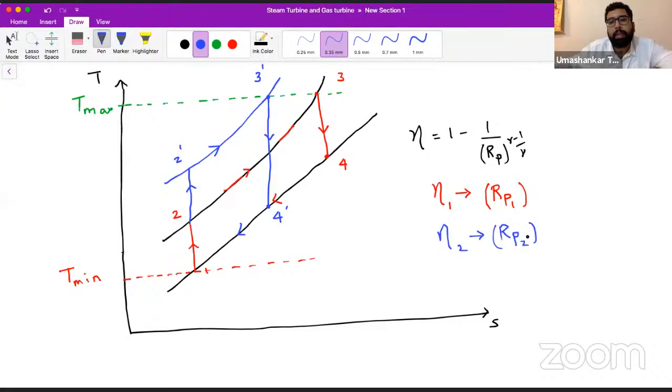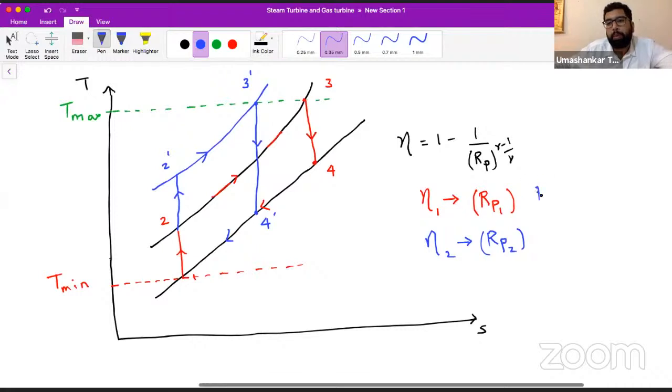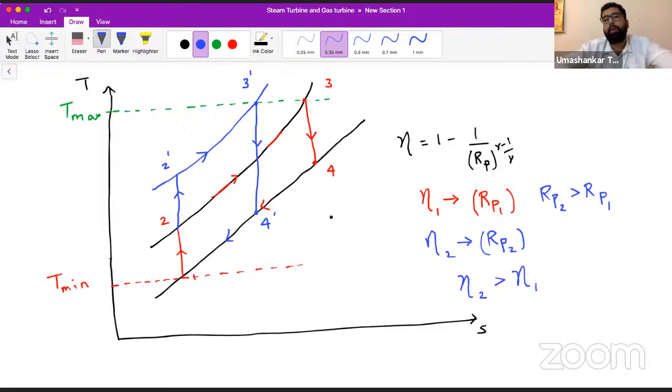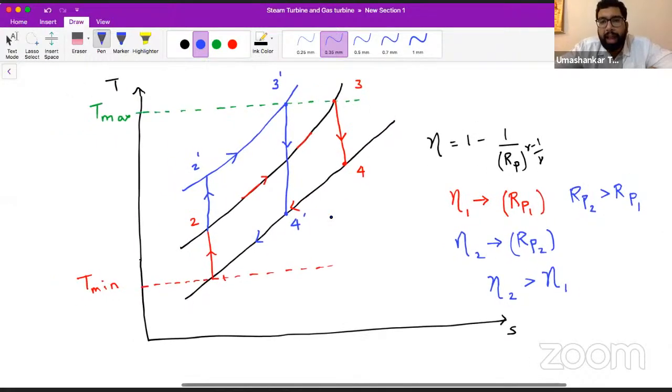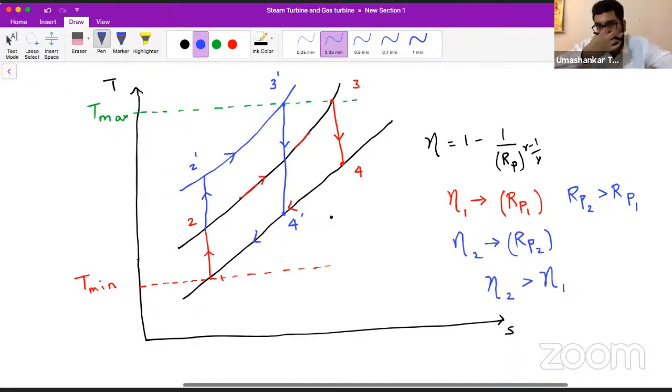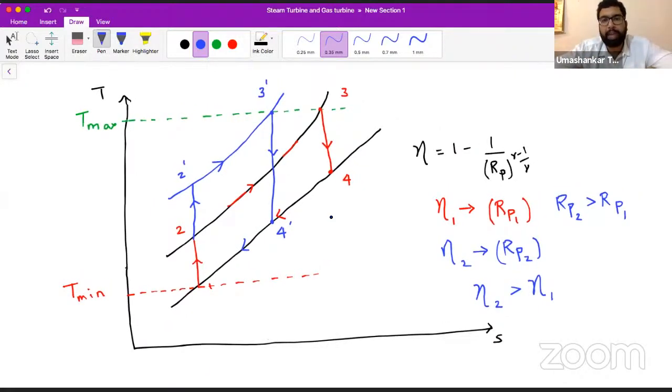So our pressure ratio of cycle 2 is greater than the pressure ratio of cycle 1. So we can say the efficiency of cycle 2 will definitely be greater than the efficiency of cycle 1. Is that true or not? Because we have established this fact that if the pressure ratio is higher, then from the formula written in black ink, you can say that in case 2 we have the higher efficiency.